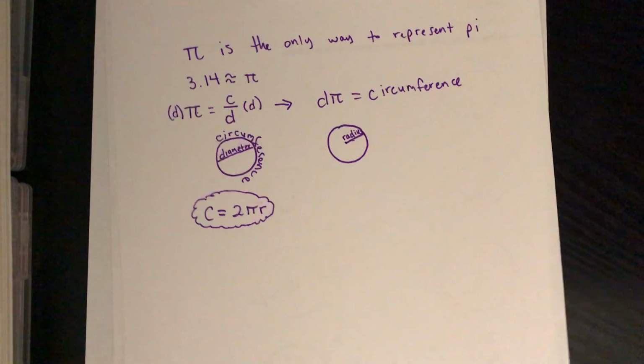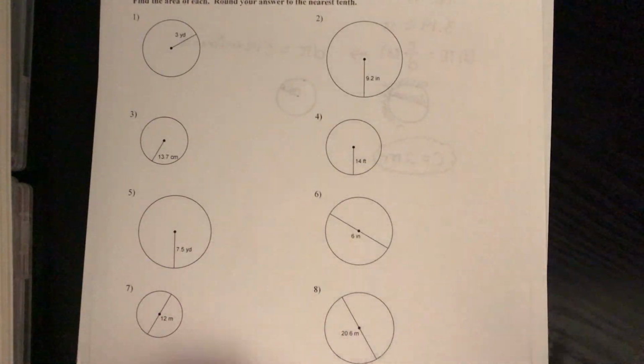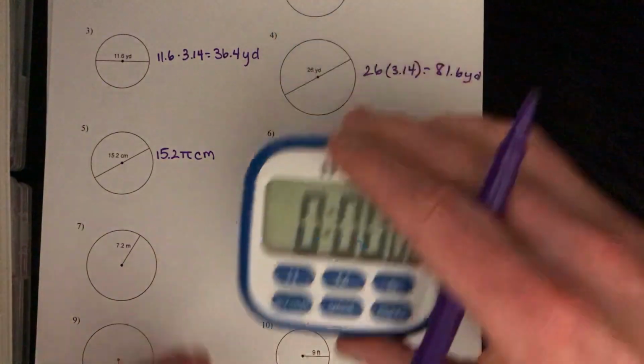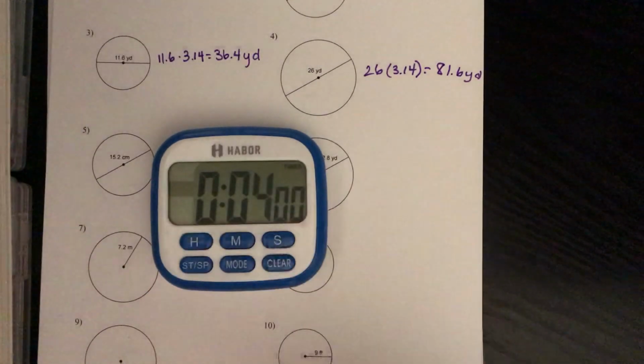All right, so when you go to calculate the next 5, you can just do pi times the diameter by figuring out the diameter first and then multiplying by pi, or you can do 2 times pi times the radius, whatever works for you. You should be getting a little better at these, so I'm just going to give you 4 minutes this time. Go.